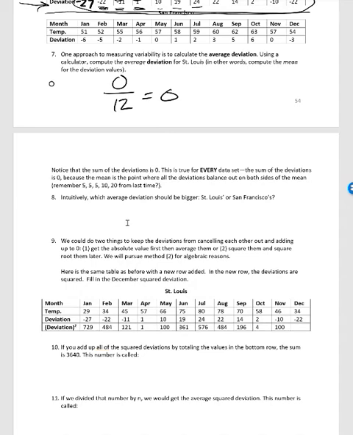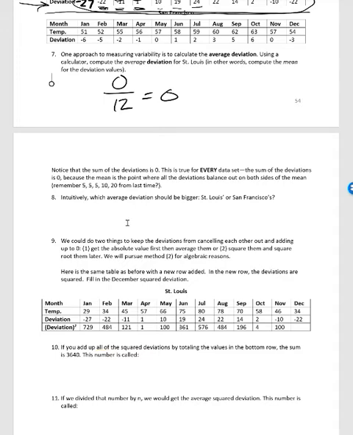So notice that the sum of the deviations is 0. This is true for every data set. The sum of the deviations is 0 because the mean is the point where all of the deviations balance out on both sides of the mean. That's what the mean does. It's balancing all of the deviations on both sides.